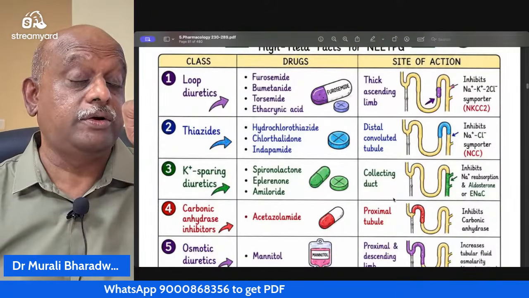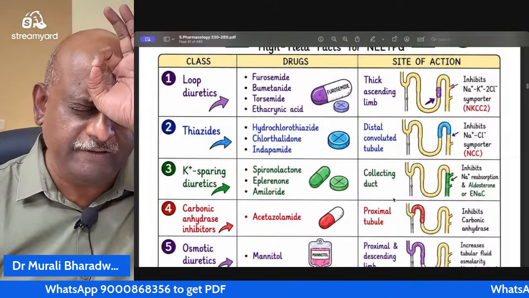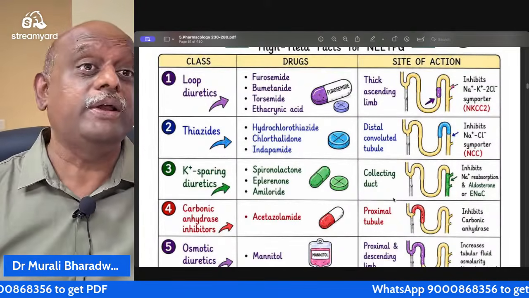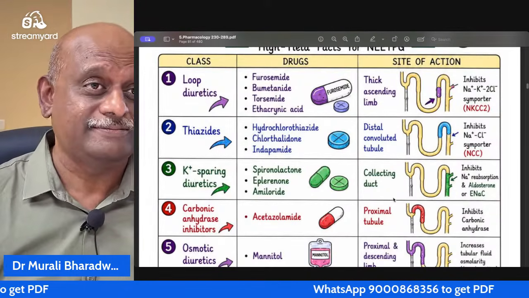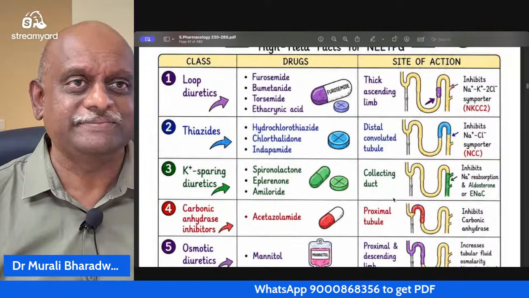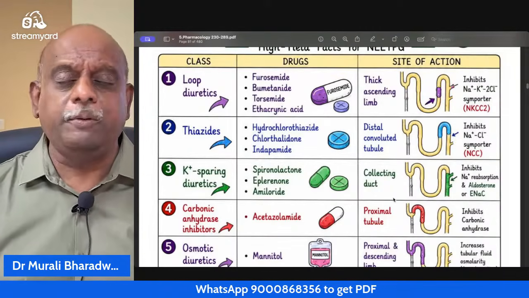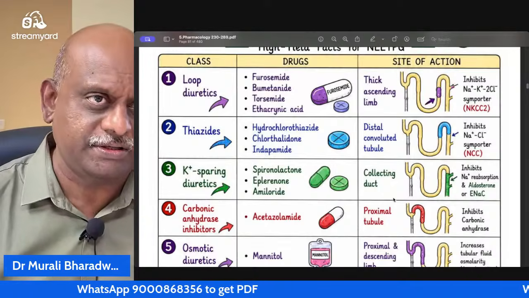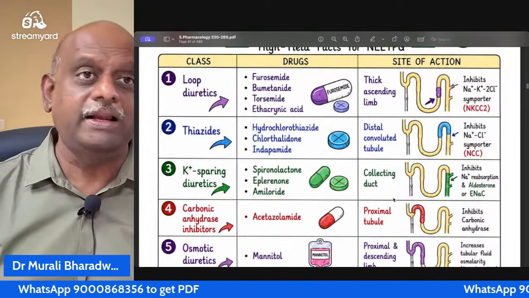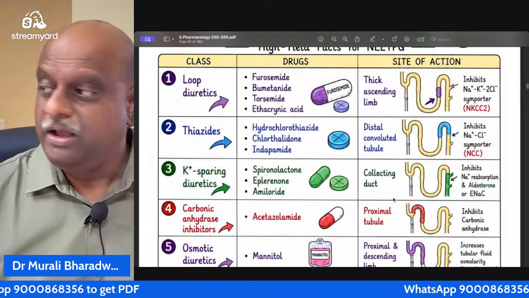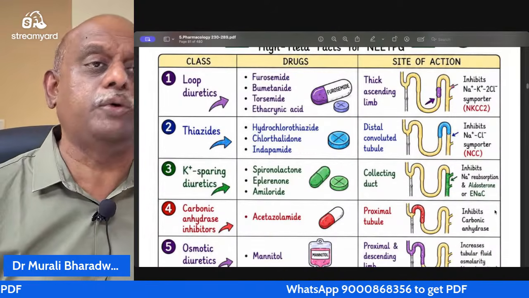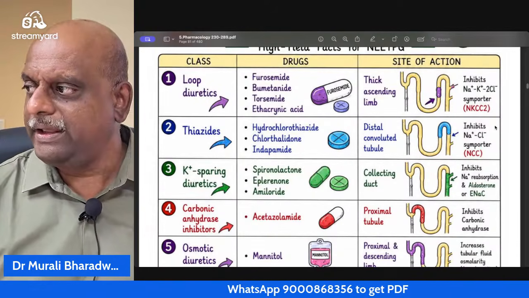NEET PG 2026 or NEET PG 2046 also, without a question on diuretics, there is no paper. You can just expect it. Furosemide, bumetanide, torsemide, ethacrynic acid are the loop diuretics. They all act on the thick ascending limb of loop of Henle, where you have the sodium, potassium, 2-chloride symporter, NKCC2.